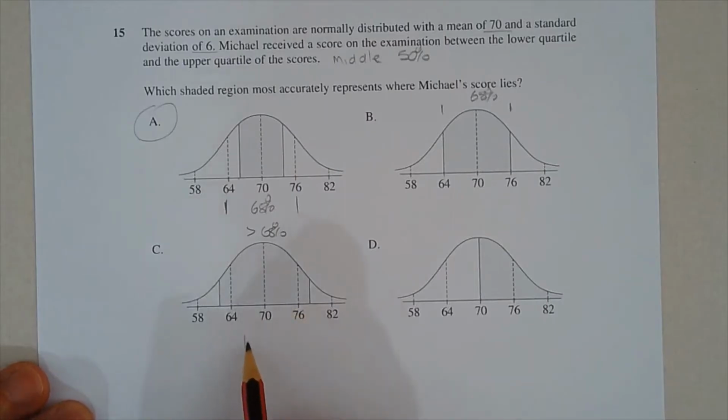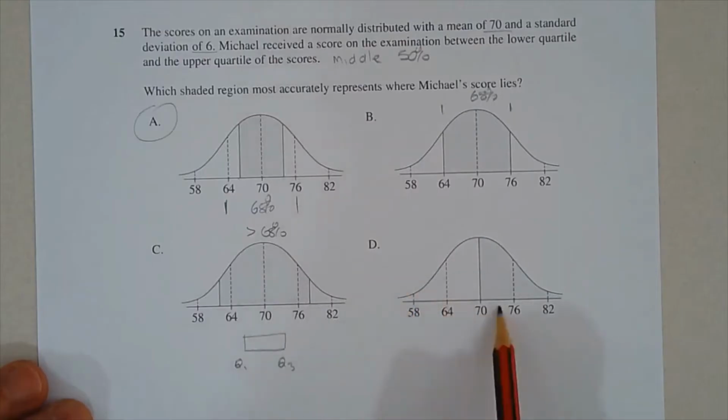All right? If you were to draw a box and whisker plot, going from Q1 to Q3, lower quartile to upper quartile, has 50% of the scores. Again, should be inside 64 and 76. And clearly D is totally incorrect. That's just above a mean of 70. So that makes no sense at all.